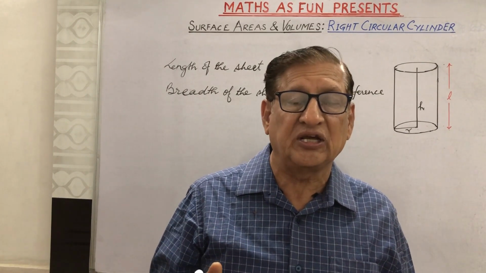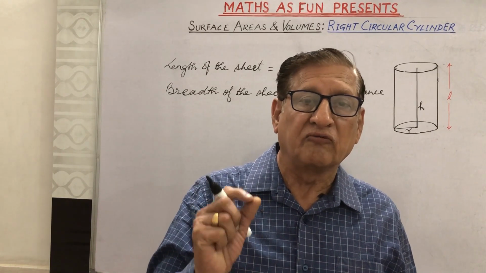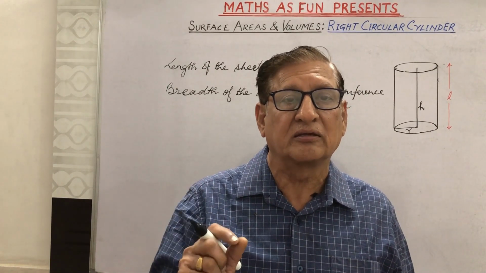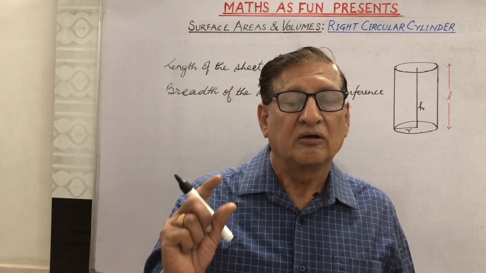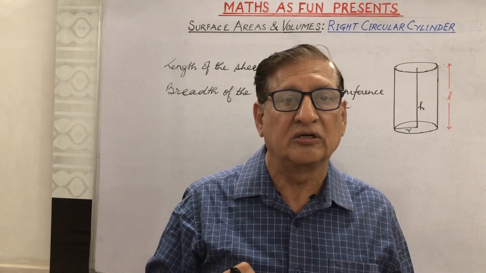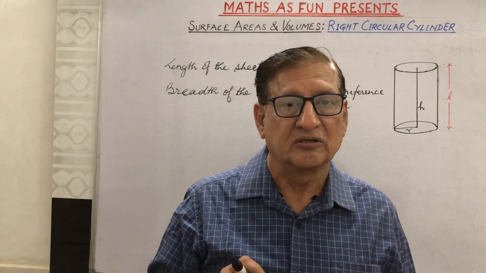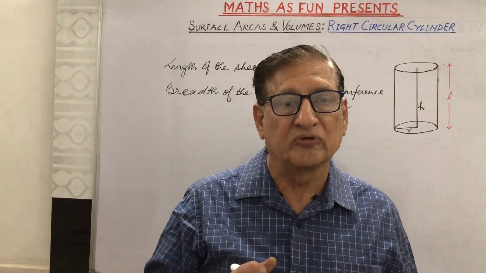And then we could see that if we are revolving it along the length, then the length becomes the height of the cylinder and the breadth becomes the radius. And the same for the other one.